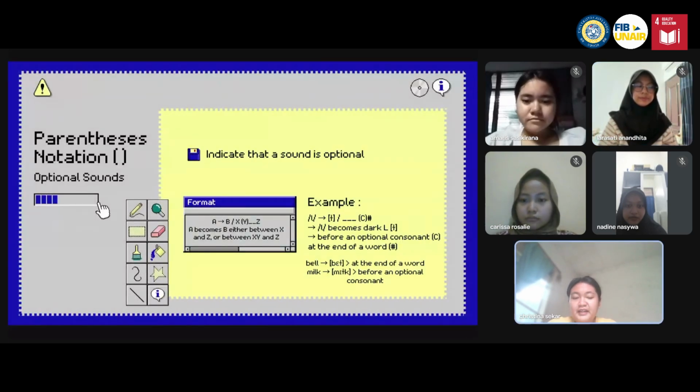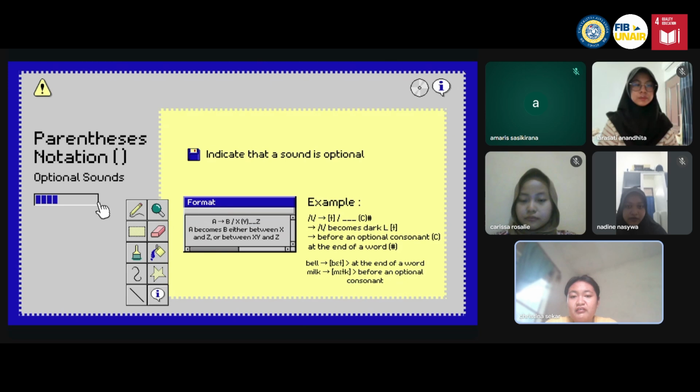Okay, my name is Sakar and I will explain the parenthesis notation and the braces. So, what is parenthesis notation? It is symbolized by brackets. This indicates that a sound is optional, and it has a format: A becomes B either between X and Z or between XY and Z, where XYZ refer to other sounds.